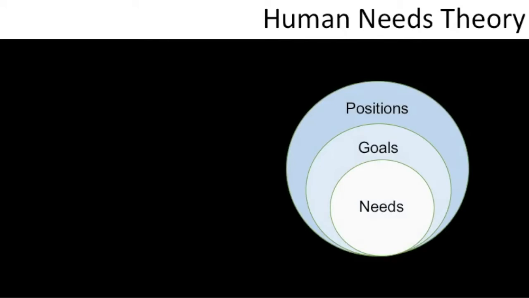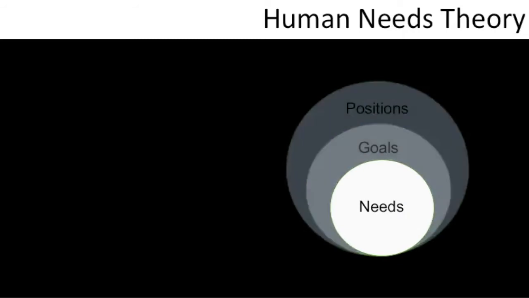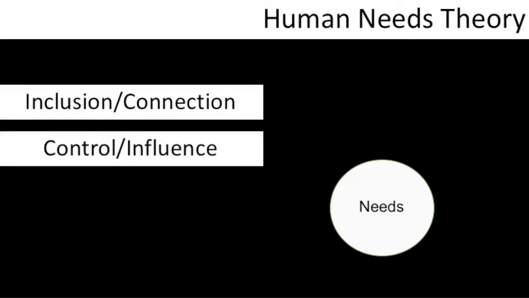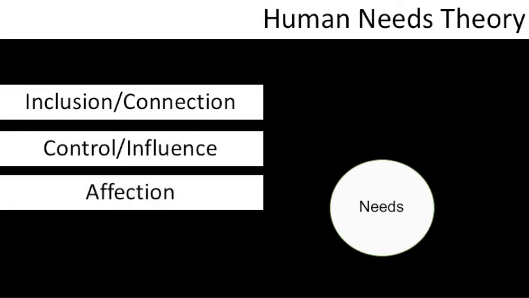Human needs theory. Remember the onion diagram that we use to analyze positions, goals, and needs? Well, we're going to talk about the very center of it, our basic human needs. We can talk about our need for inclusion and connection, our need for control and influence, and our need for affection. This is the textbook's classification of human needs.